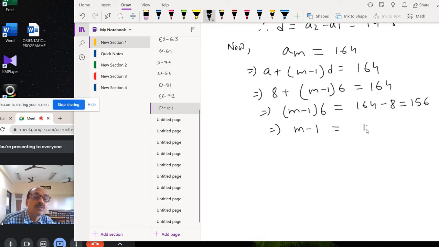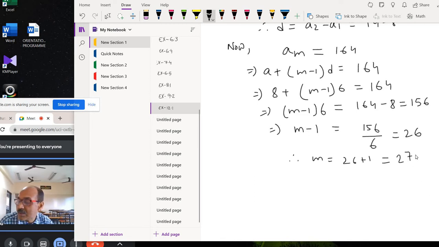So m minus 1 equals 156 by 6, that is 26. So m is equal to 26 plus 1, so m is equal to 27. Okay, so the value of m is 27. This is the answer.